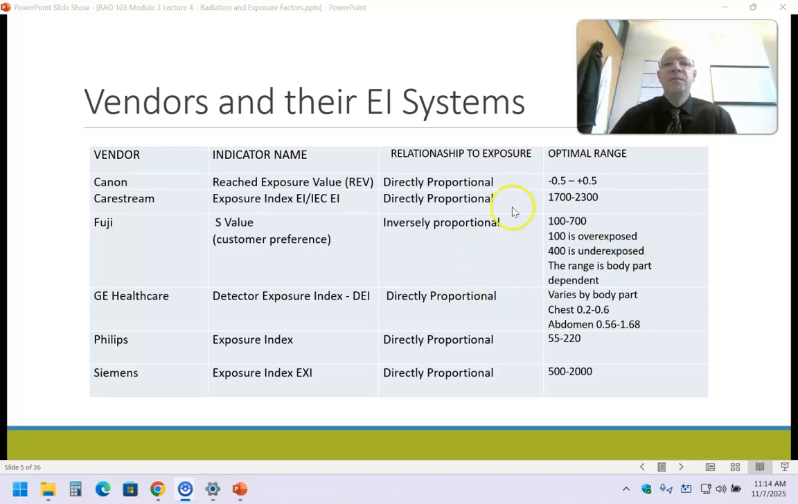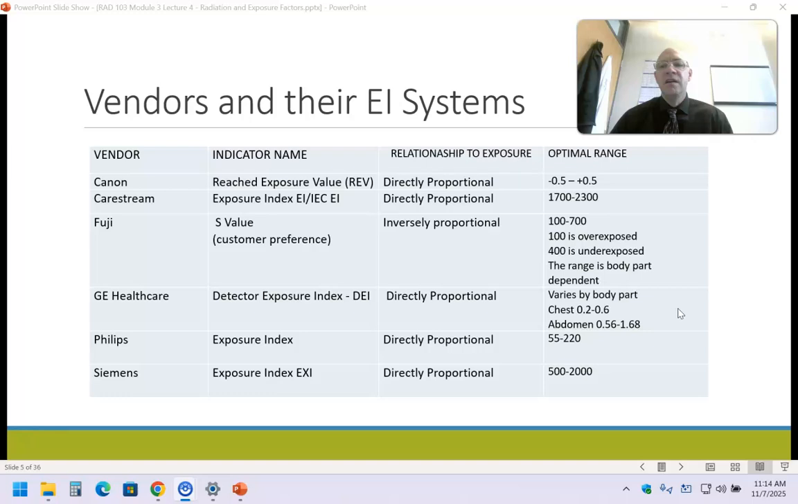Everyone else is directly proportional. So a higher number means overexposure, a lower number means underexposure. But you can see here that there's different values all the way from, Canon uses negative 0.5 to positive 0.5. We've got GE, which is going to vary by body part.